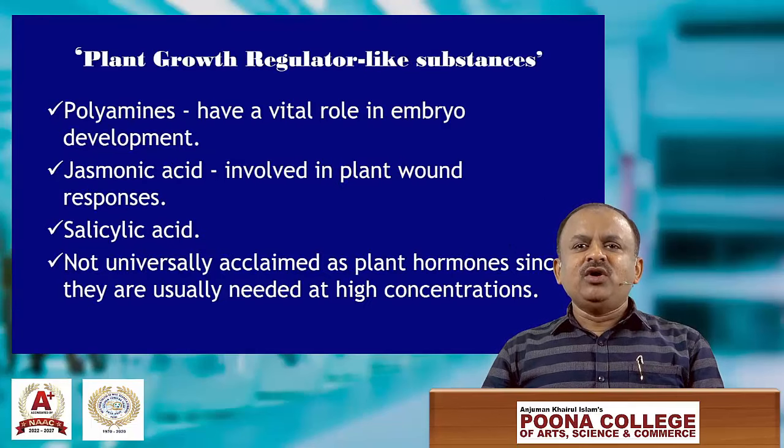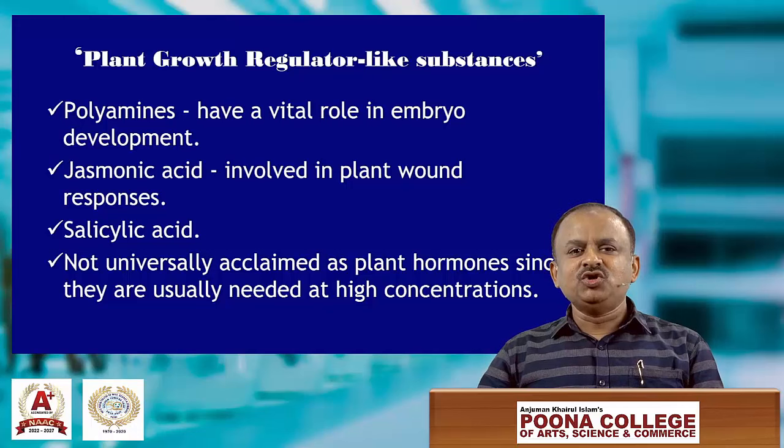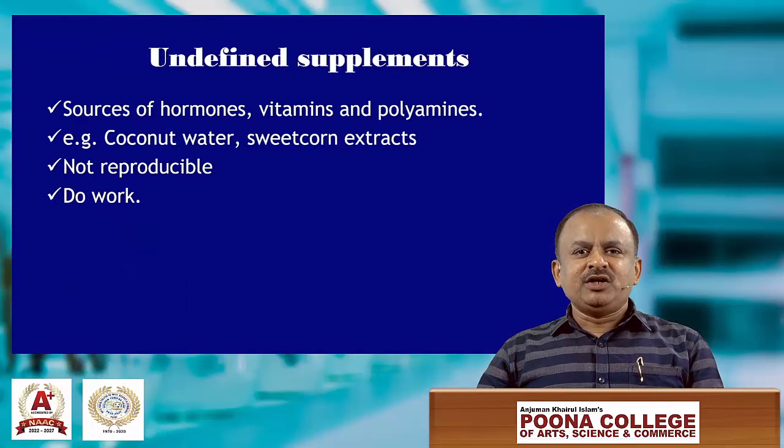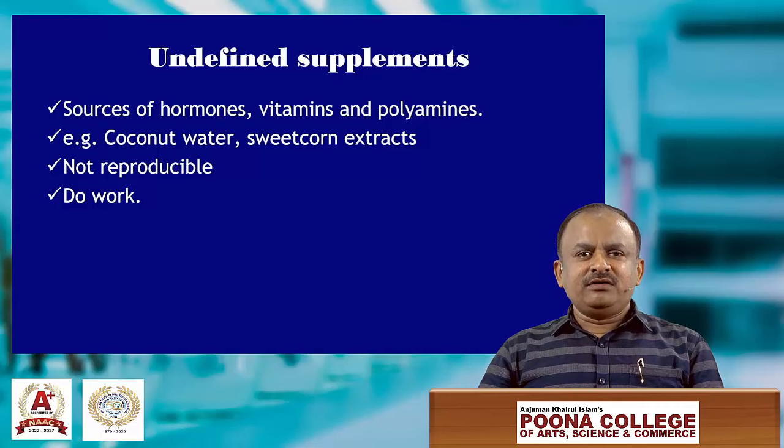Plant growth regulator-like substances are also required, like polyamines, jasmonic acid, and salicylic acid. These compounds are not universally acclaimed as plant hormones since they are usually needed at high concentration. So undefined supplements are also required. What are undefined supplements? Sources of hormones, vitamins, and polyamines, like coconut water or sweet corn extracts, which we can use. They are not reproducible, but they do work very effectively.